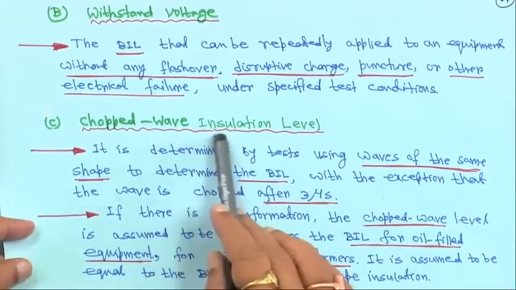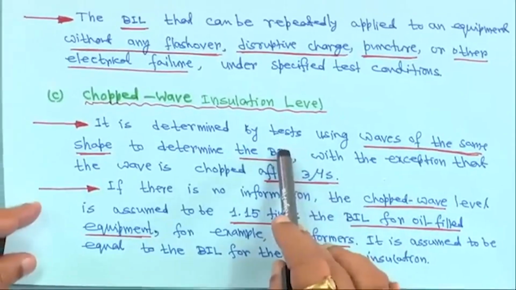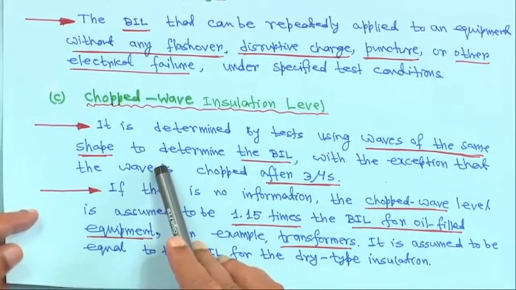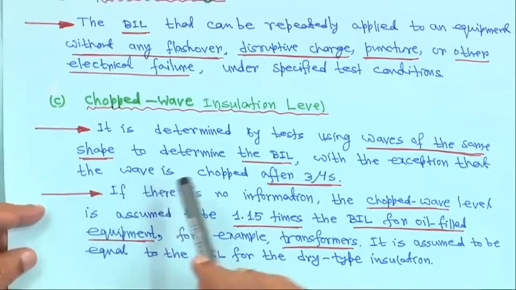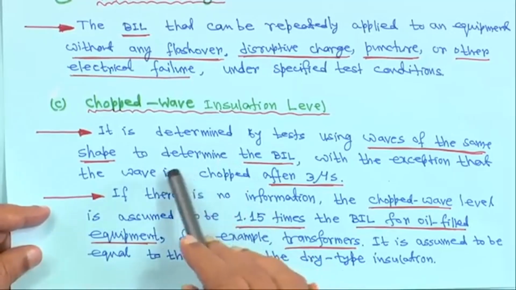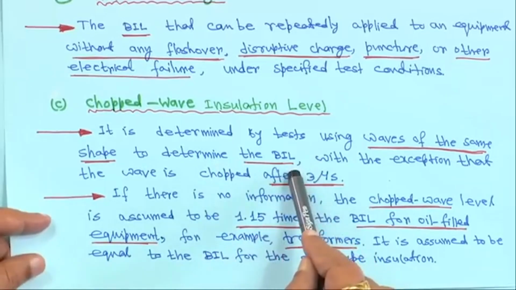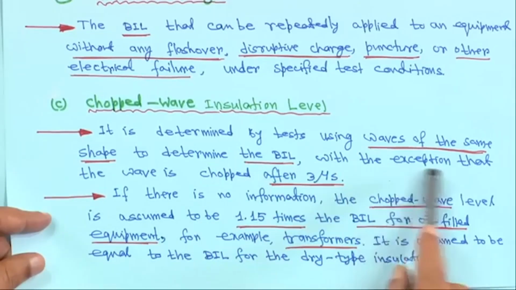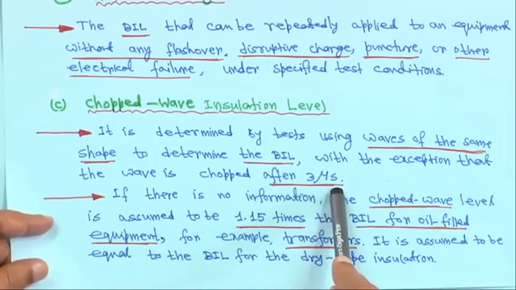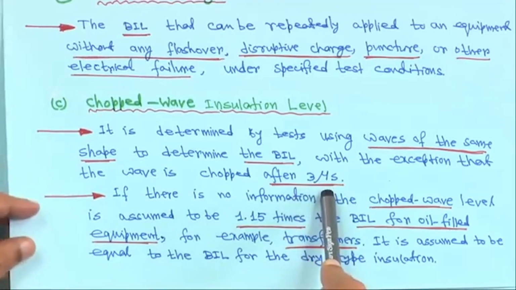Now, another thing is chopped wave insulation level. In this case, it is determined by the test using waves of the same shape, that is 1.2 by 50 microsecond, as used to determine the BIL, with the exception that the wave is chopped after 3 microseconds. That means it is applied, but after that it is chopped at 3 microseconds.